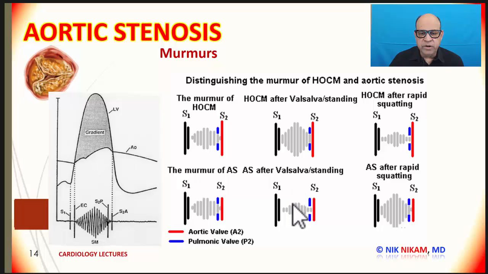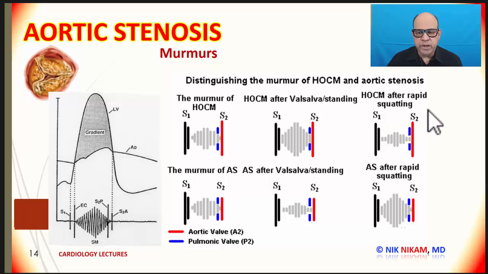With decreased preload, there is decreased volume, and because of decreased volume, there is less blood to be pumped across the aortic valve. That results in a reduction in the ejection systolic murmur along with prolongation of the systolic phase, just as we saw under normal condition. Now let's compare HOCM versus aortic stenosis after rapid squatting.